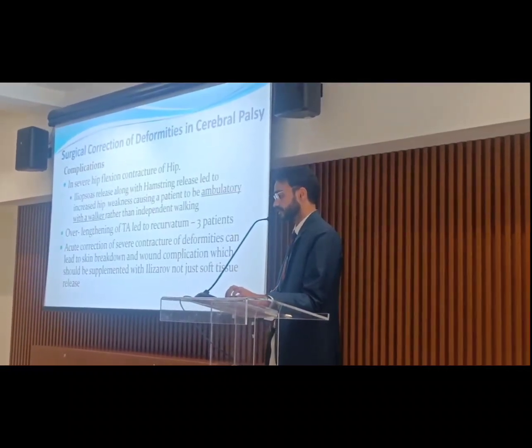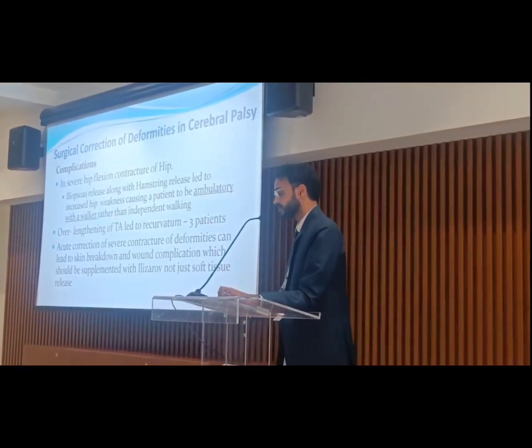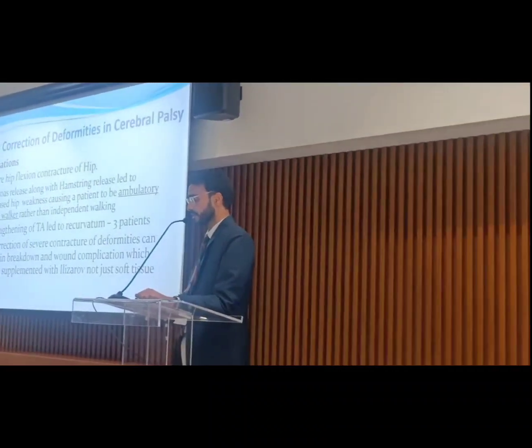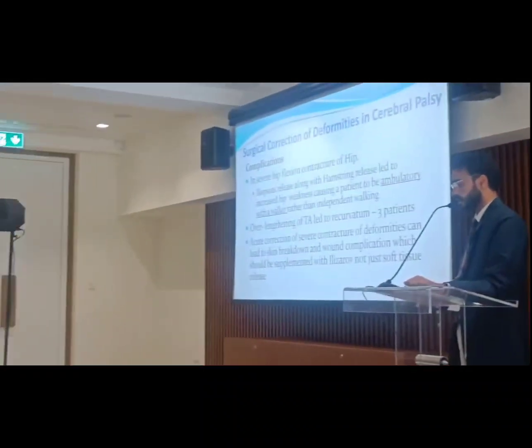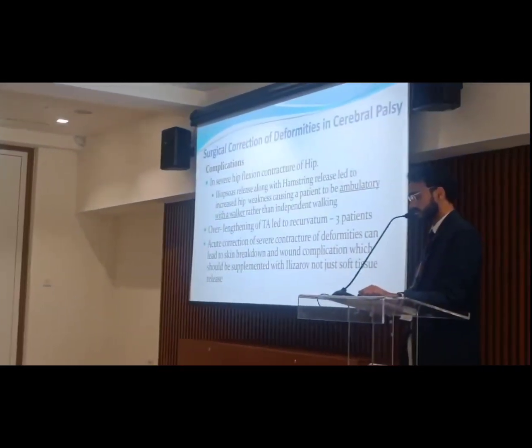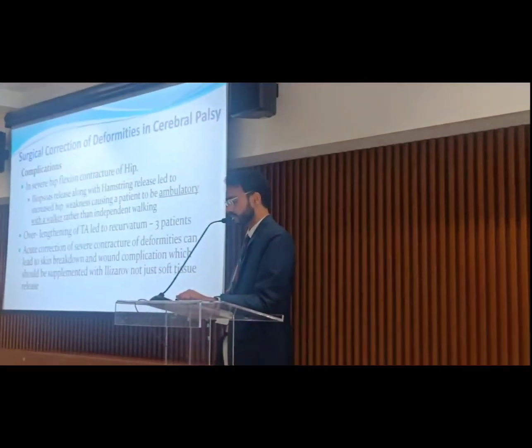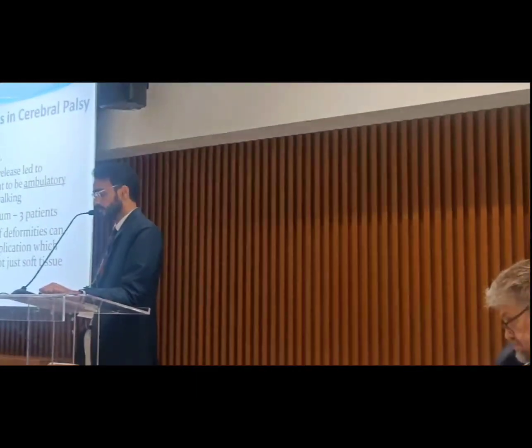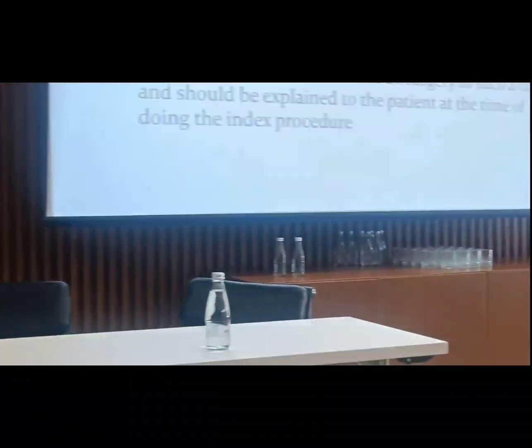Among the complications, in severe hip flexion contracture, iliopsoas release along with hamstring release led to increased hip weakness, causing the patient to be ambulatory with a walker rather than walking independently. Overlengthening of the tendo Achilles led to recurvatum deformity in 3 patients. Acute correction of severe contracture deformities can lead to skin breakdown and wound complications, which should be supplemented with Ilizarov, not just soft tissue procedures.